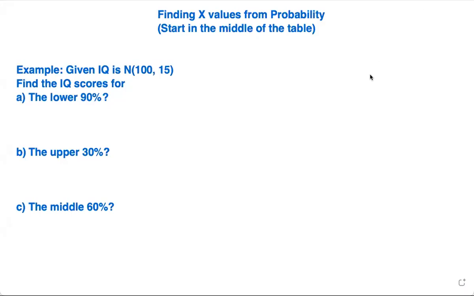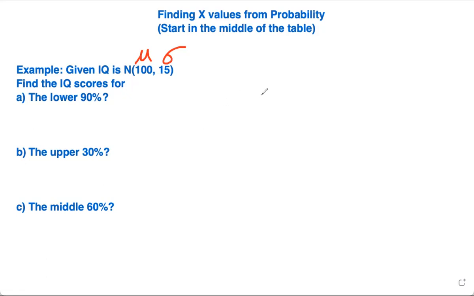Now let's say you want to find x values from a probability, which means you're going to start in the middle of the table and work backwards. This is truly like trying to find the closest value. So it says, given IQ is normalized with a mean of 100 and a standard deviation of 15. That's the population mu is 100, standard deviation sigma is 15. Find the IQ scores for the lower 90%. So I'm going to find the cutoff for the lower 90%.